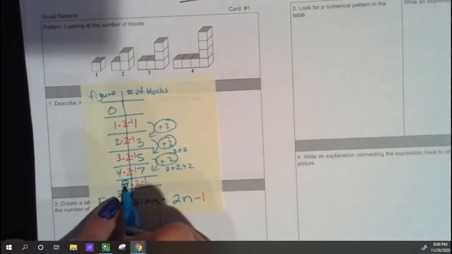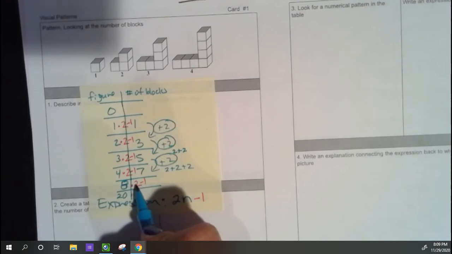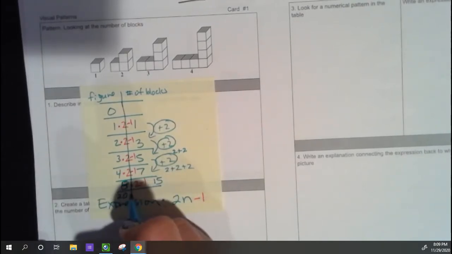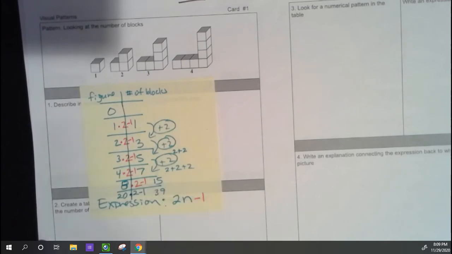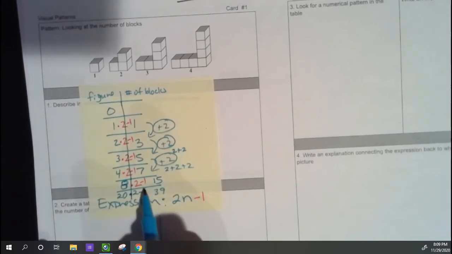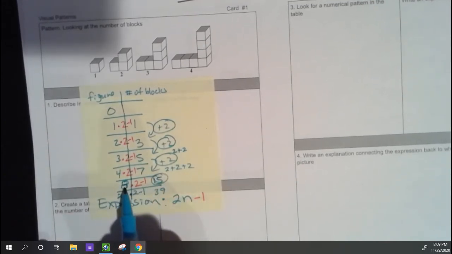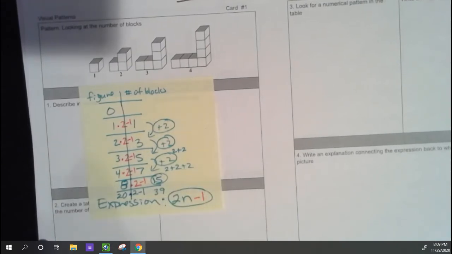So looking at 8, if we times by 2, we'd get 16. And if we subtracted 1, we'd get 15. If we were talking about 20, we'd times by 2, which would be 40, subtract 1, and that would be 39. Go ahead, draw it out if you don't believe me. Draw out the eighth figure, and you'll see that it has 15 squares in it. So my expression would be times by 2 and subtract 1.